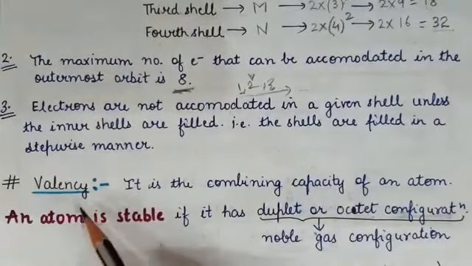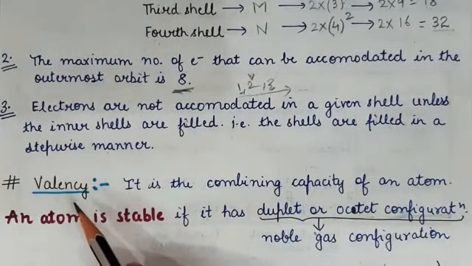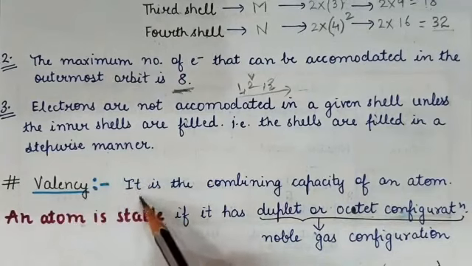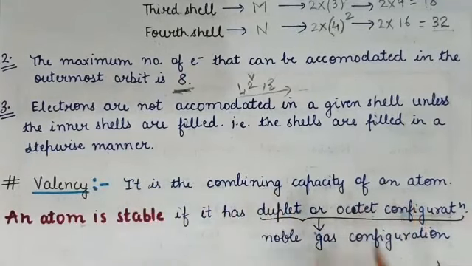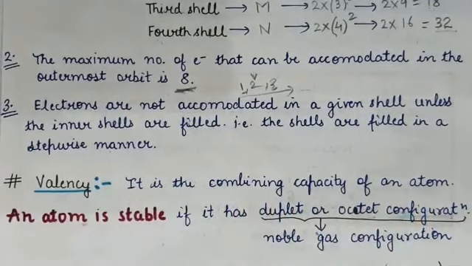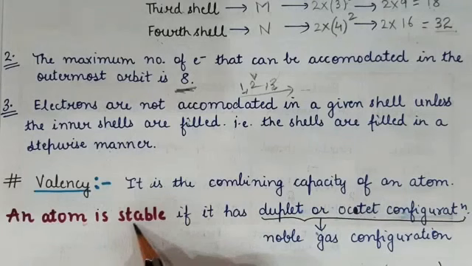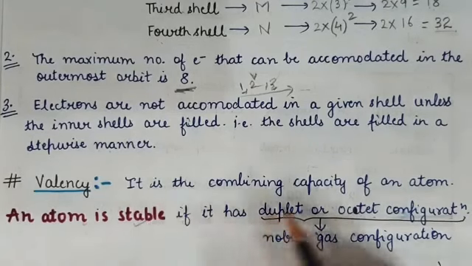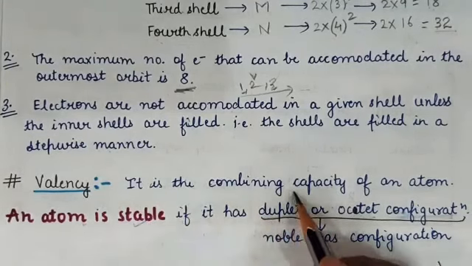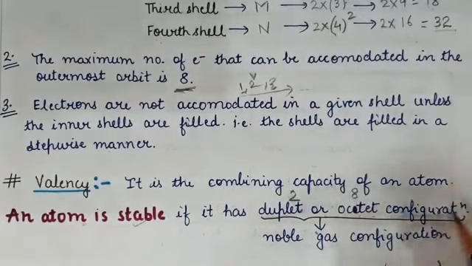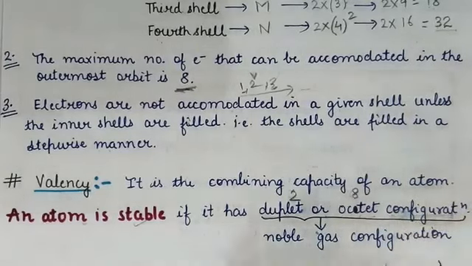There is a term in this chapter, that is valency. What is valency? You studied in the previous chapter also. It is the combining capacity of an atom. That is valency. Now, the atom will be stable if it has doublet, doublet means 2, or octet, octet means 8 configuration. Configuration means distribution of electrons.